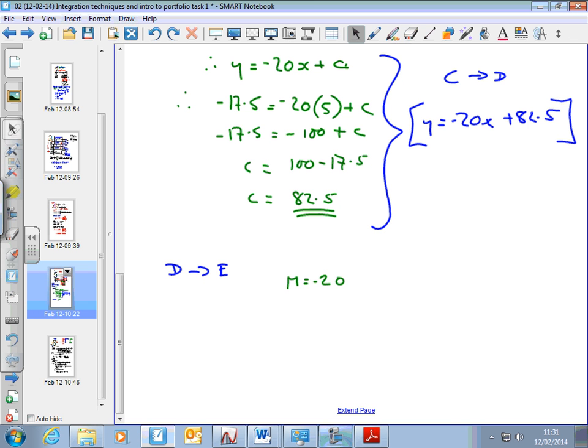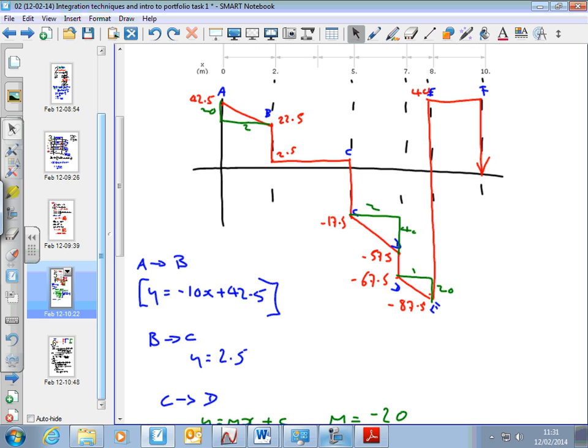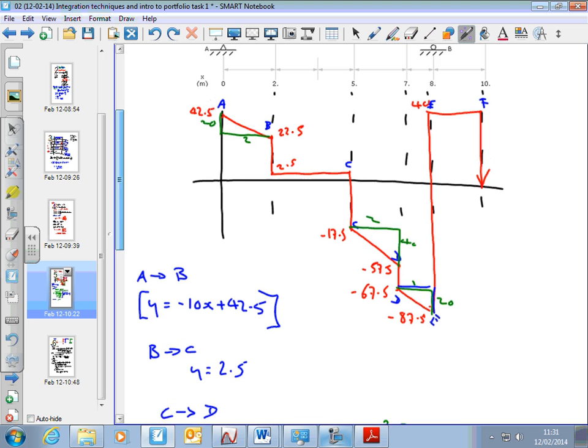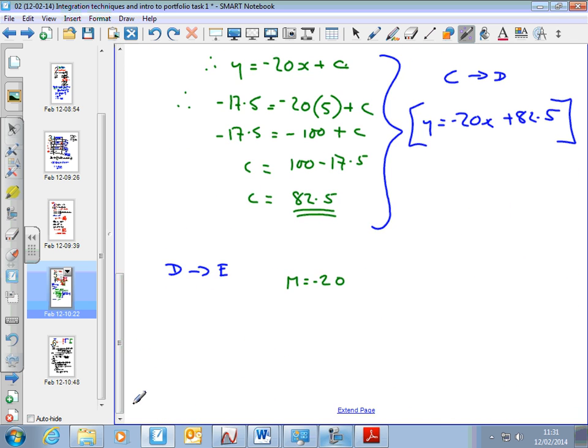So for D to E, again the gradient is minus 20, and just as a reminder, I've put on here in green how you can calculate the gradient. From C to D it's going down by 14 along 2, so the gradient's 20 here, going down by 20 along 1, so the gradient's 20. But as a reminder, actually the UDL tells you the gradient, because that's the rate at which the stress is being applied. So we know the gradient's minus 20. Again, we need 2 points. We need when x equals something.